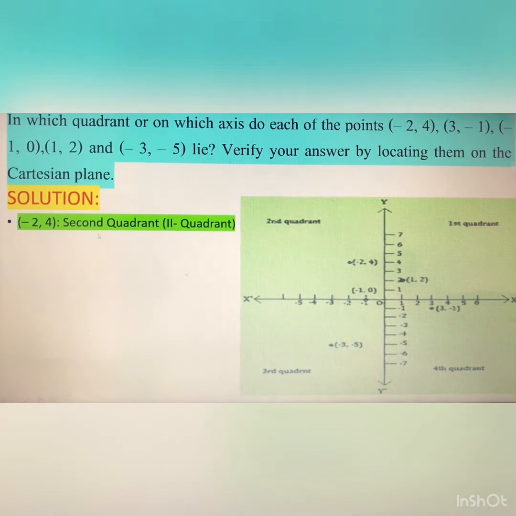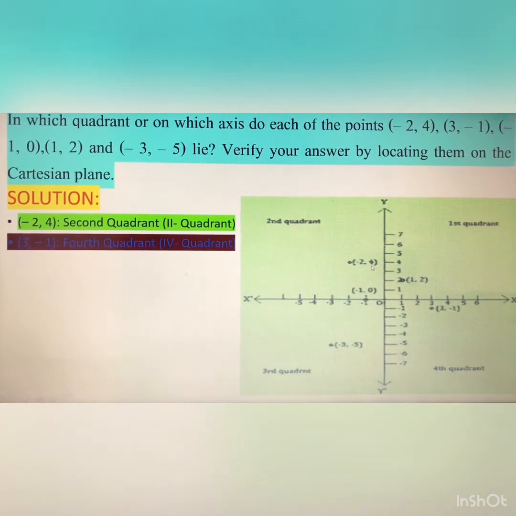First one, (-2, 4), this is the second quadrant. So you come in the second quadrant, abscissa is -2 and ordinate is 4. Just stop in front of -2 and 4 and mark a point. This is the representation of (-2, 4).